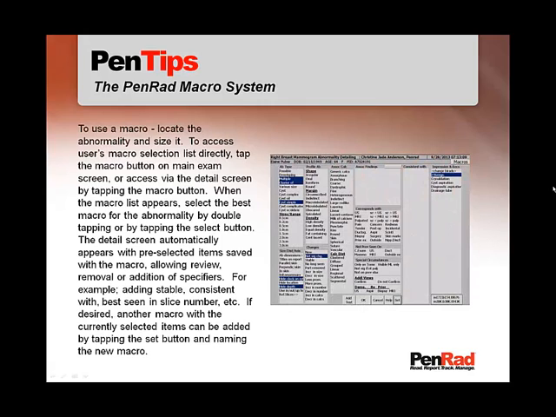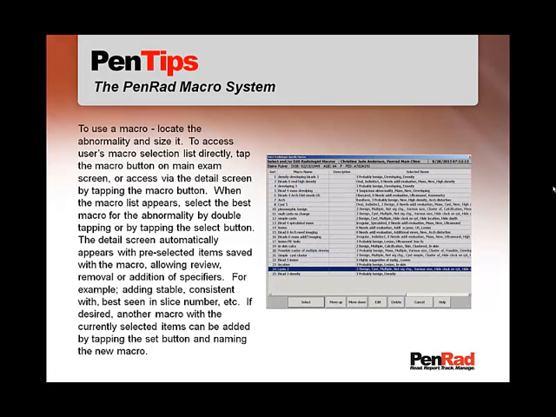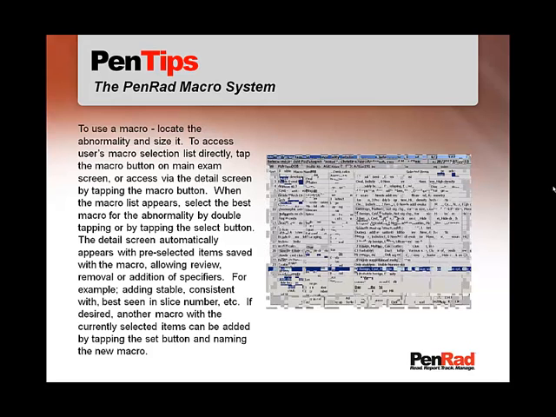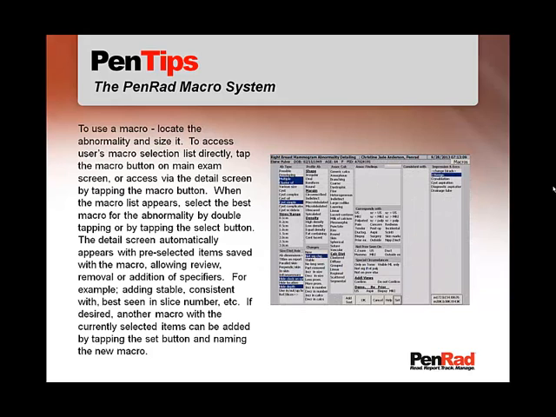To access the user's macro selection list directly, tap the Macro button on the main exam screen, or access via the Detail screen by tapping the Macro button. When the macro list appears, select the best macro for the abnormality by double tapping or by tapping the Select button. The Detail screen automatically appears with the items saved with the macro pre-selected, allowing review, removal, or addition of specifiers. For example, adding stable, consistent with, best seen in slice number, etc.